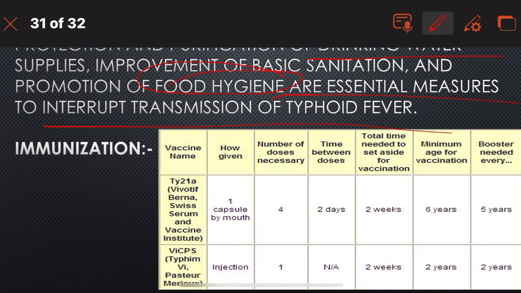Doses are 4. The gap between doses is 2 days. Total number of days to be kept for vaccination is 2 weeks. Minimum age, it is suitable for children 6 years and above. Not recommended for those who have a weakened immune system. And booster doses are given every 5 years.